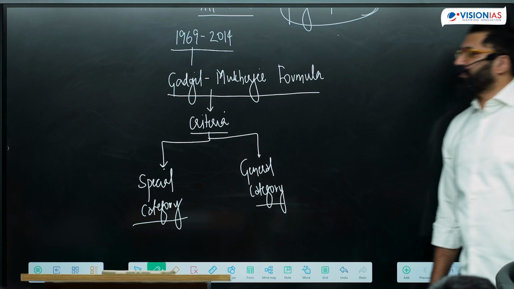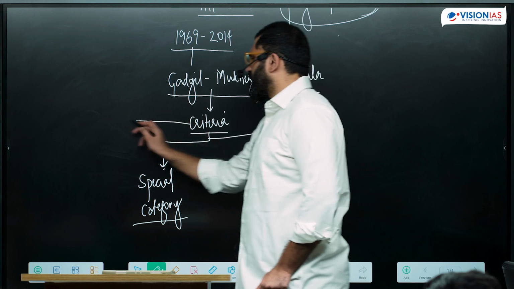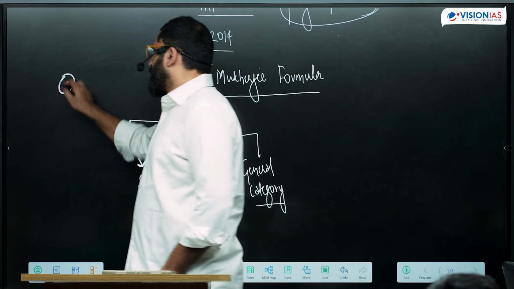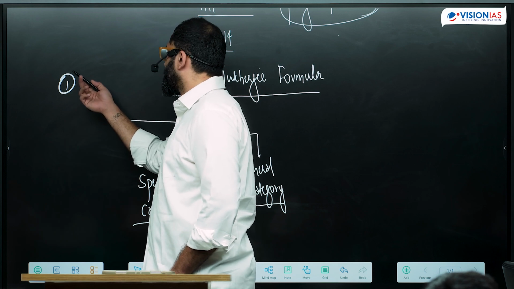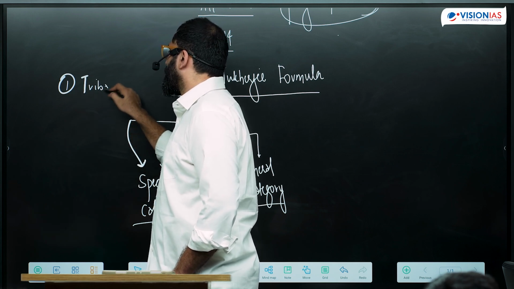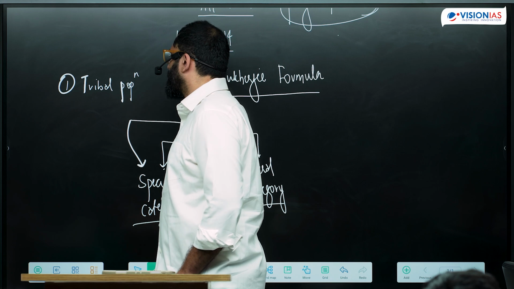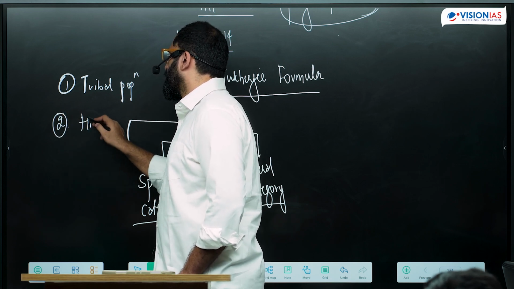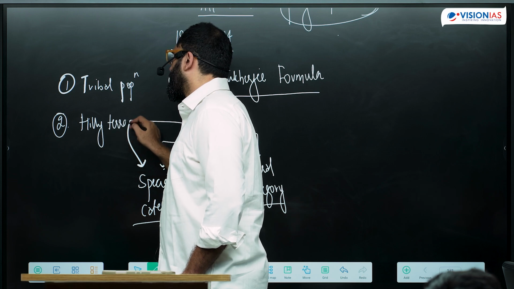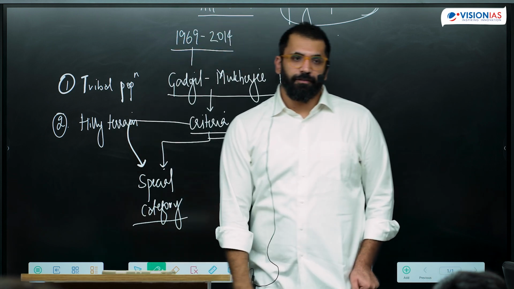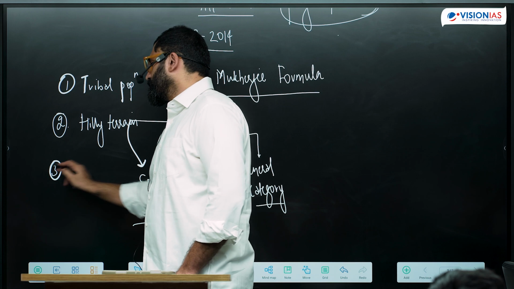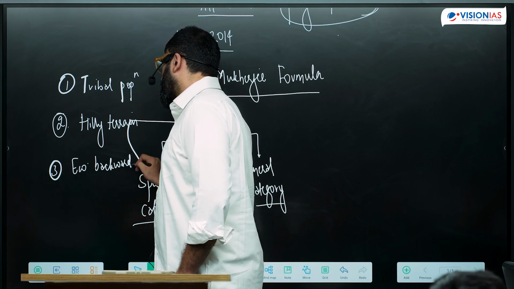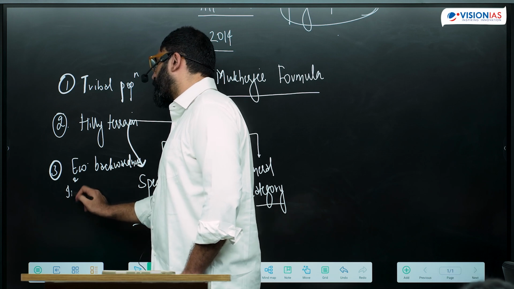Now, how will the funds be distributed, or what the broader criteria for giving anyone the special category status was? One was how much amount of tribal population they have, what is the amount of hilly terrain. Hilly terrain makes it difficult for development. Economic and infrastructural backwardness.